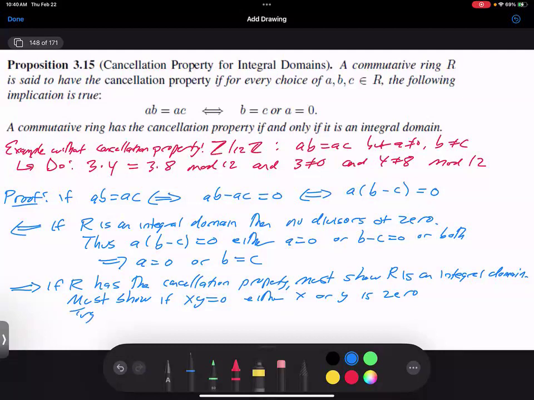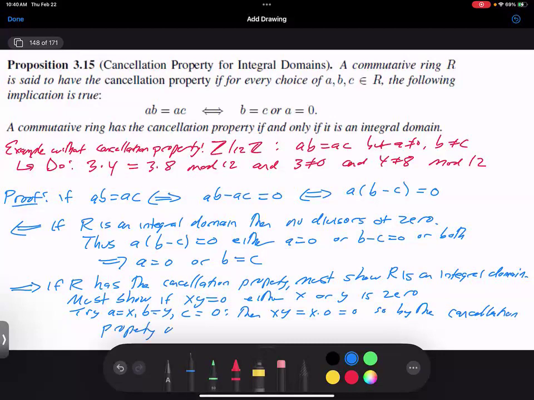So try A equals X, B equals Y, and what should C equal? 0, yes. Then you get X times Y equals X times 0, right? Because we're assuming XY equals 0. So by the cancellation property, as X does not equal 0, we have Y equals 0. We're done.